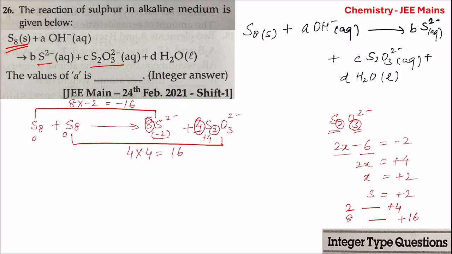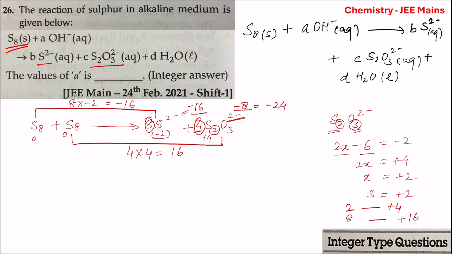Now the total change in oxidation number in both the cases is same, that is 16. Next we have to balance the negative charge. 8 into S2 minus, यहाँ पे total charge हो गया -16 और यहाँ पे 4 into 2 minus is -8.